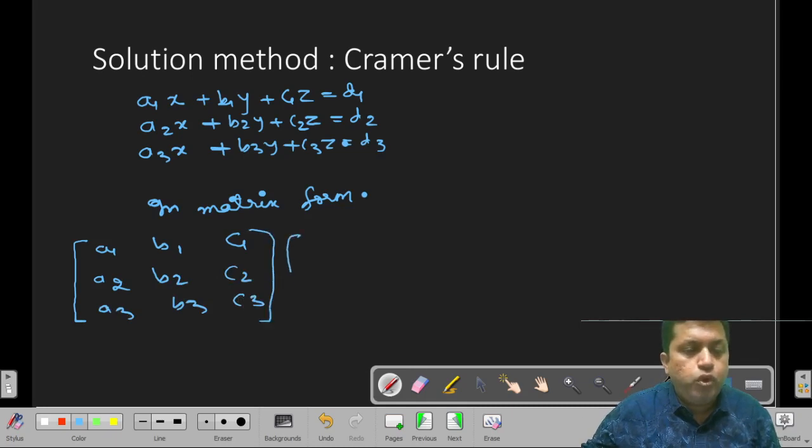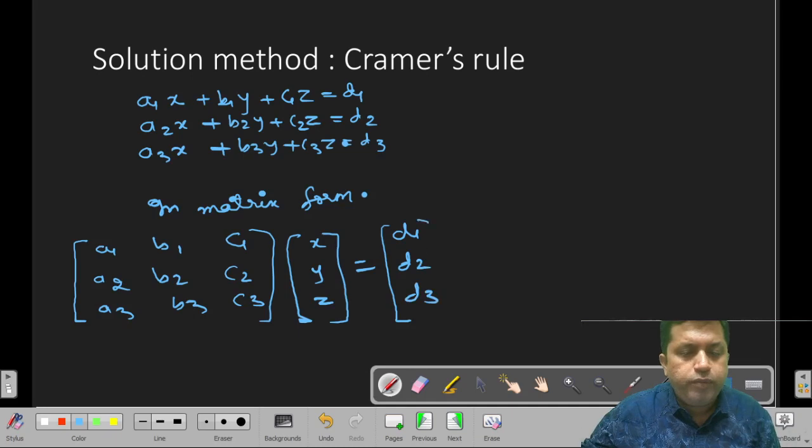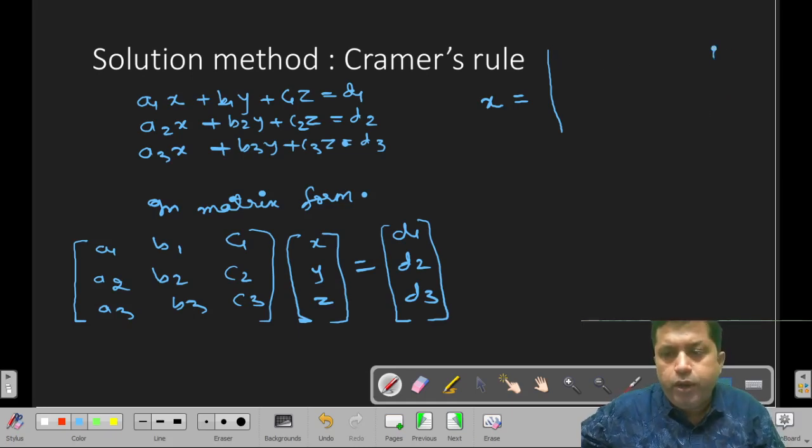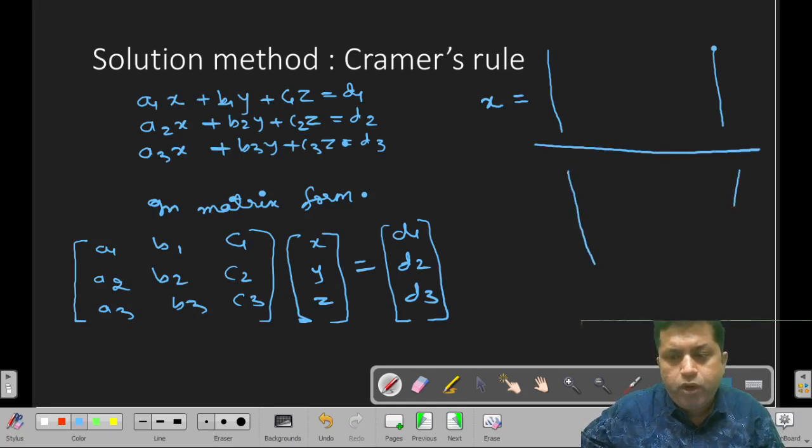Okay, so unknowns are x, y, z. These are three variables. These a, b, c's are all constants. d is also constant. Right hand side matrix is d1, d2, d3. So this is in matrix form. Suppose we want to find x. So what we'll do is we'll find a determinant divided by determinant.